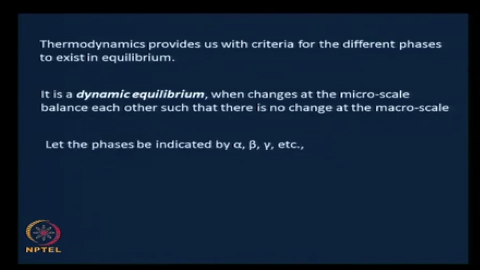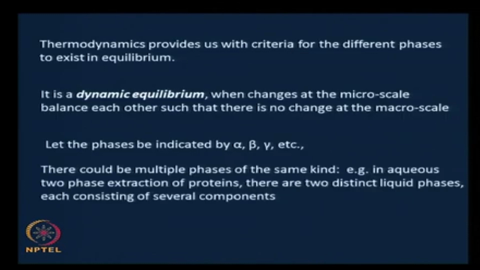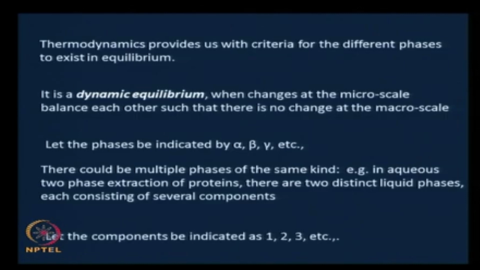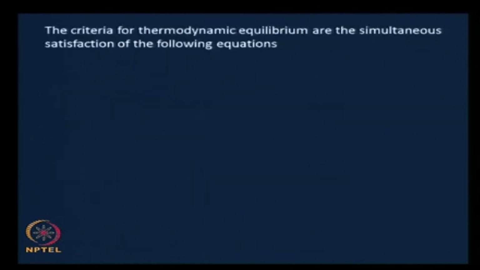We said that we are going to indicate phases by alpha, beta, gamma and so on, and there could be multiple phases of the same kind, such as two distinct liquid phases and things like that. Also, the components we are going to indicate by 1, 2, 3 and so on. And now we come to the criteria for thermodynamic equilibrium.